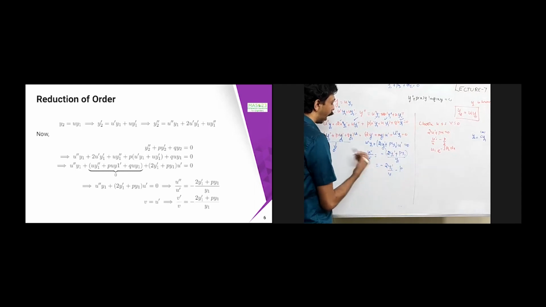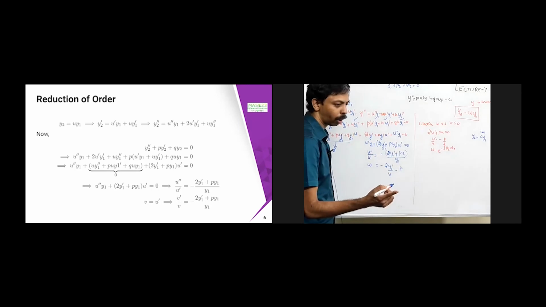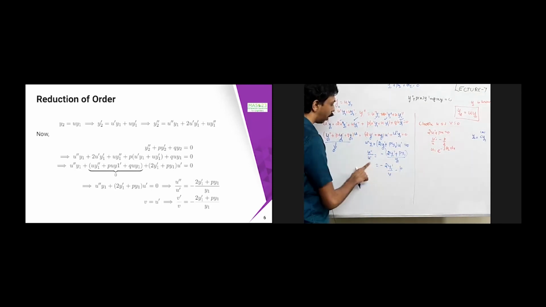Therefore, I am going to substitute. This is something like w. I have kept v over there, so I will put the same thing. This is called v. I am going to use v is equal to u dash. Therefore, this is going to become like v dash by v.